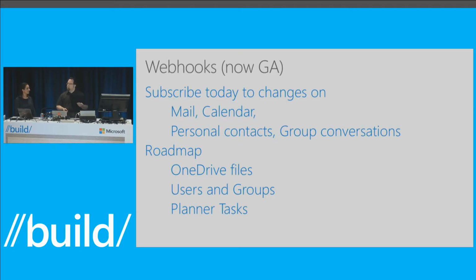And then in terms of a roadmap of what we're going to be rolling out over months to come, and this is roughly in the backlog order that we're working on. They may not quite release in this order, but this is about how we're working on them: adding webhooks for OneDrive files, for users and groups on the graph, and then for tasks in Planner are kind of the set of things we've got lined up on deck. All right, so let's dive into that and see how that works.